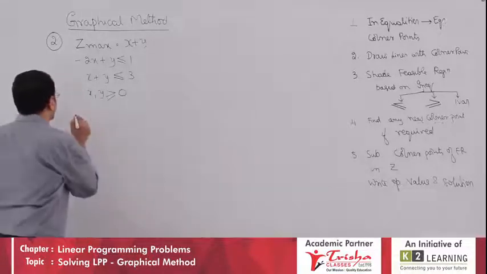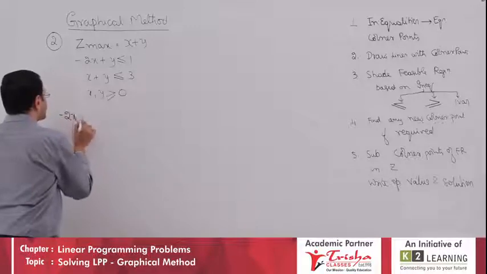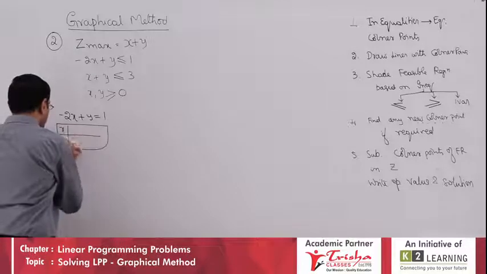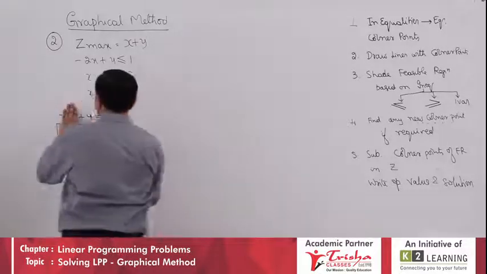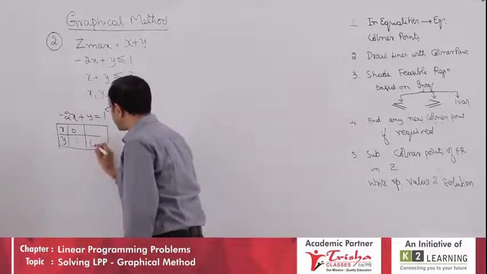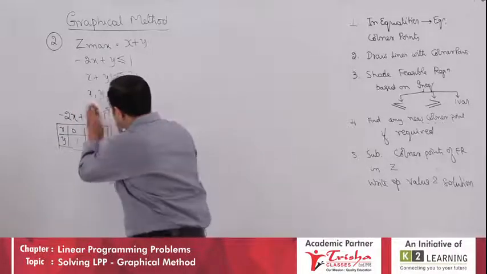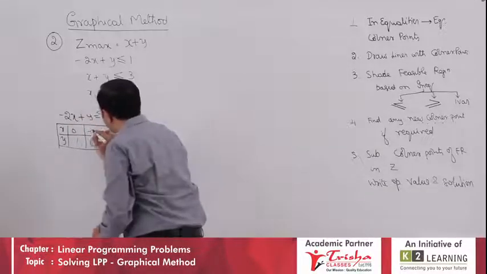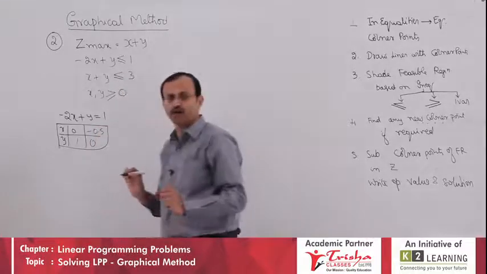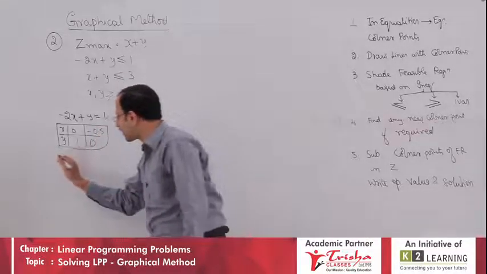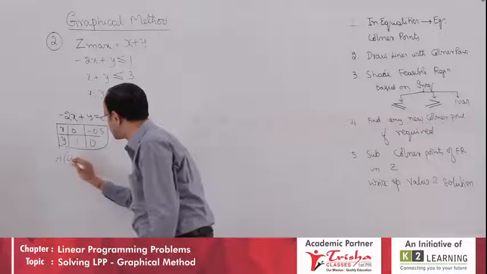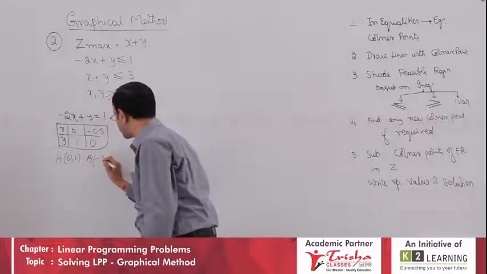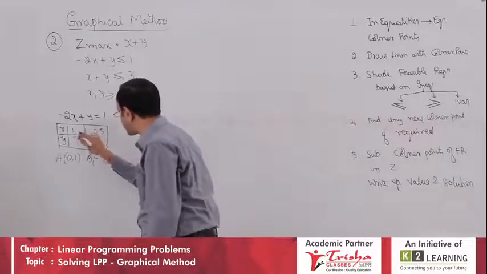The first step will be minus 2x plus y equals 1. Take x equals 0, then y equals 1. If y is equal to 0, put 0 here, students: minus 2x equals 1, so x equals 1 by minus 2, or minus 0.5. First point A will be (0, 1). Don't rush and take it wrongly; point B is (minus 0.5, 0).